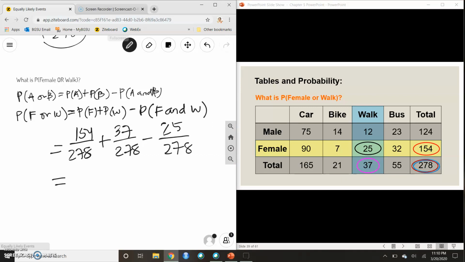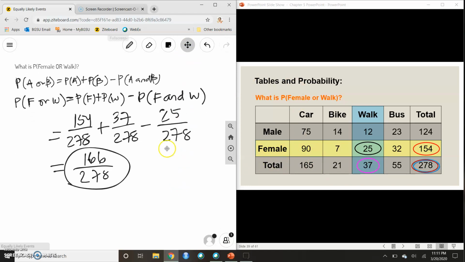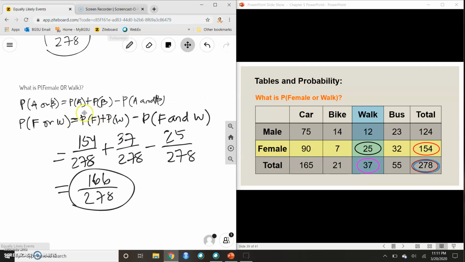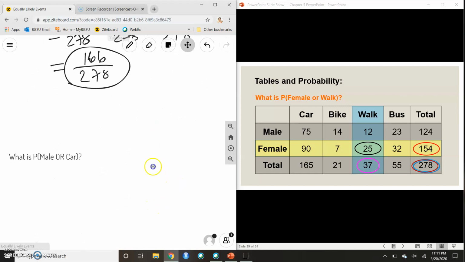So after solving that out, you should get a final answer of 166 out of 278. Okay, so again, like I said, finding OR events does require a little bit more work because you're finding probability of A, probability of B, and probability of A and B. But it's a lot simpler compared to being given just a word problem and trying to find those probabilities yourself.